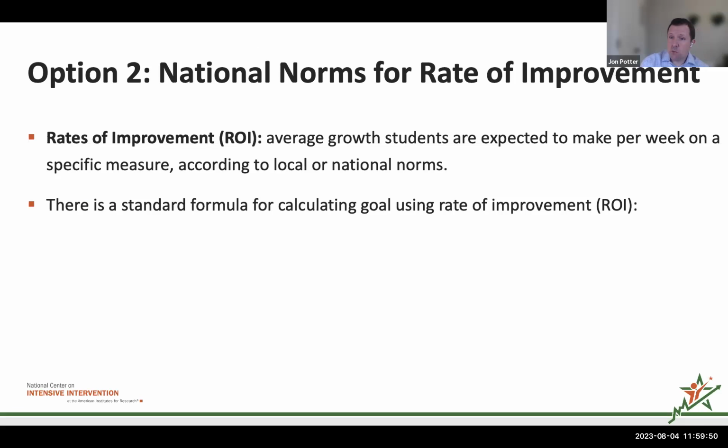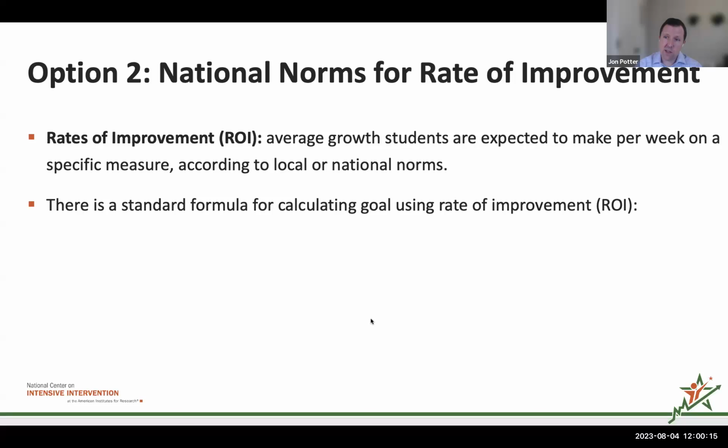All right, so that's benchmarks. That's the easy, straightforward first way to do it. The next way to do it is looking at national norms for rate of improvement, or ROI. This is basically saying we want our students to grow at the same or typical rate as other students. So basically, what growth is realistic? We can say other kids have grown around this rate, so we can expect kids to grow at around this rate to reach a goal.